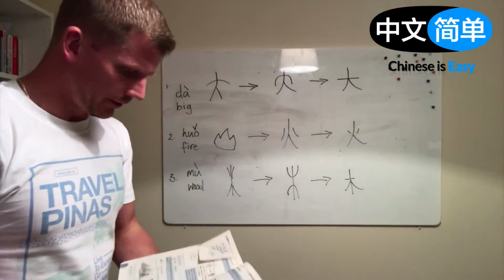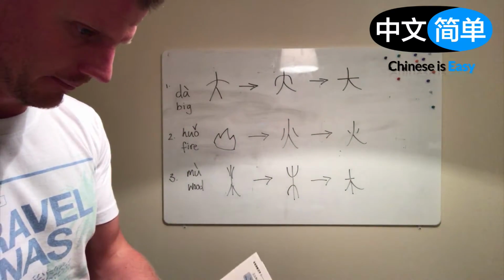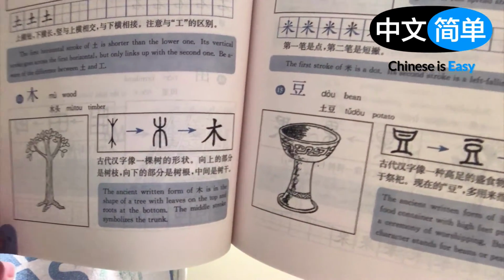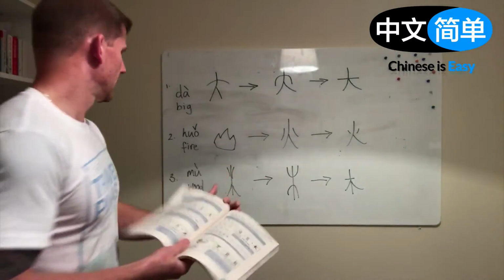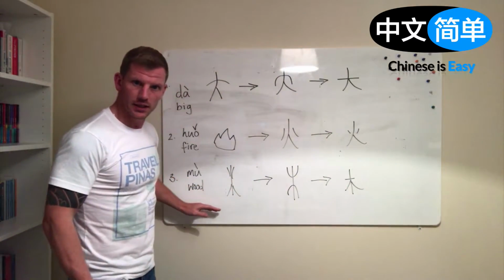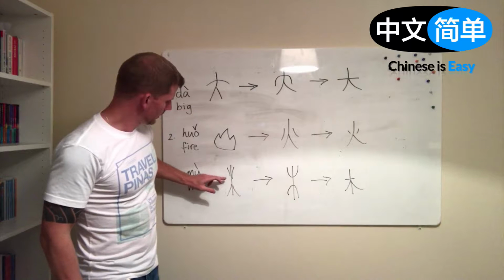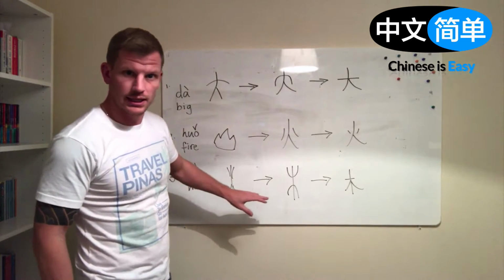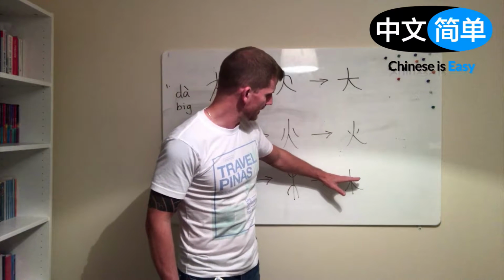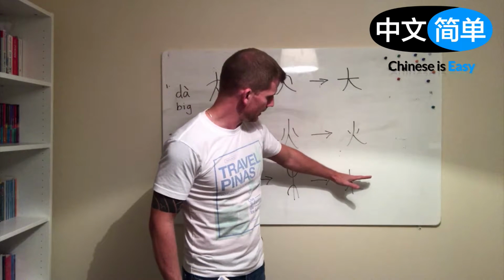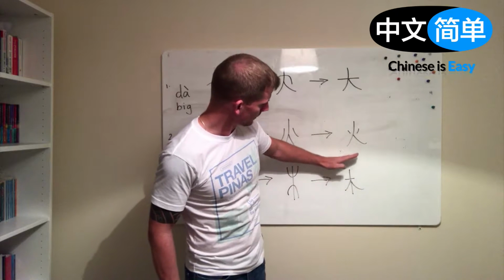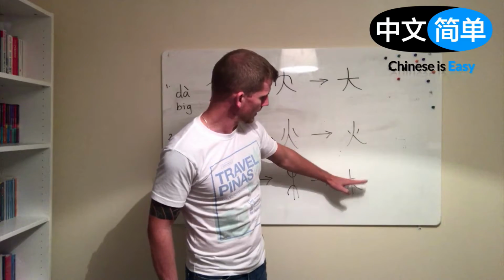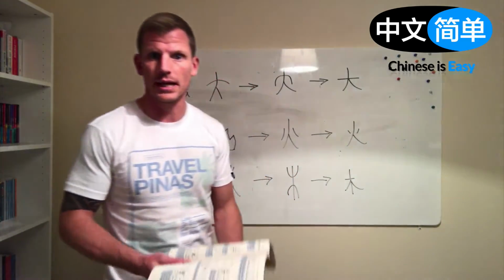And the final one that I flagged up here is Mu, wood. So you can see how it's developed, and basically, I hope you can see on the board here, this is the trunk with the roots and the leaves. And then the modern form, you can see it as the trunk here with no leaves, the ground level, and then the roots down there.